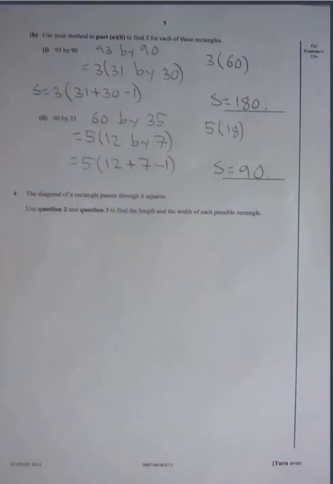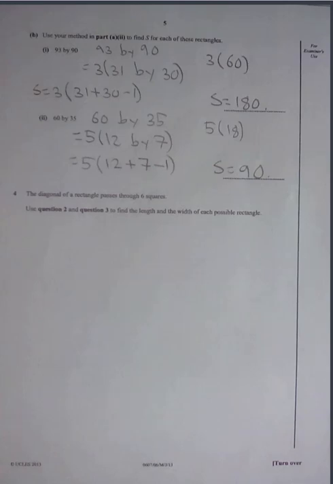Okay, this is actually the last question on the paper, so it's really been quite a friendly one. The diagonal of a rectangle passes through 6 squares. We're doing a bit of reversibility now. Use question 2 and question 3 to find the length and width of each possible rectangle.